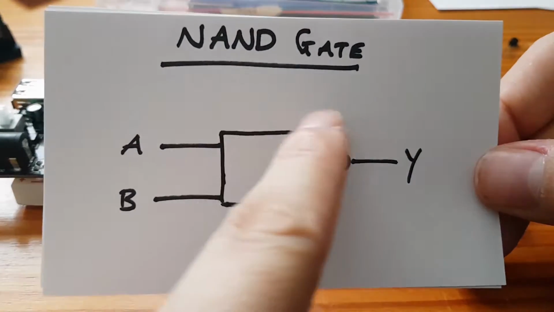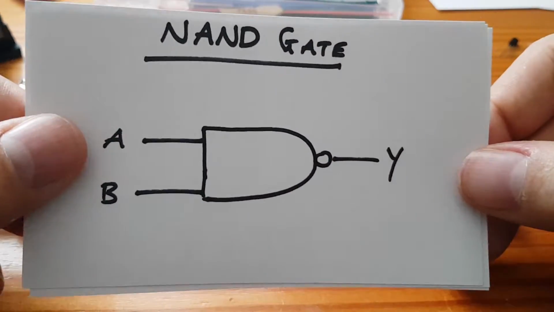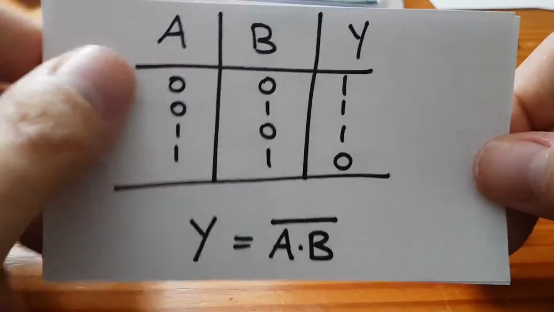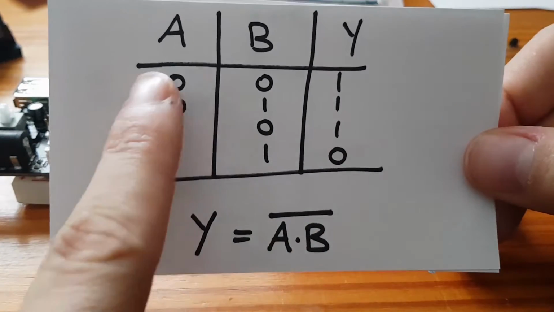You probably recognize the symbol as an AND, and again with a little bubble on the end, that inverts the output. So that will be the NAND gate. Here's the truth table for that. So Y is equal to A and B inverted.